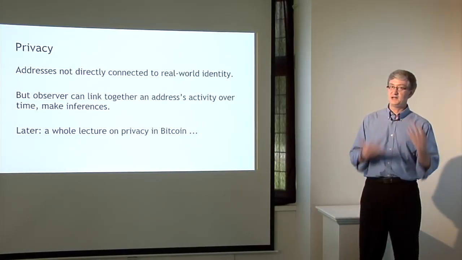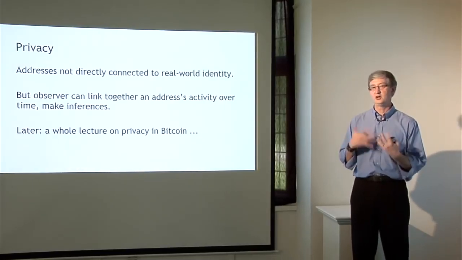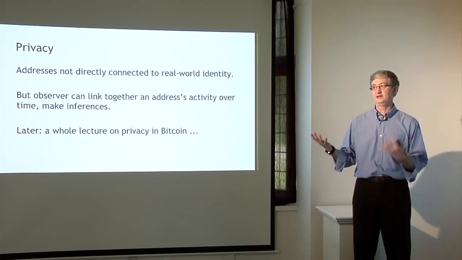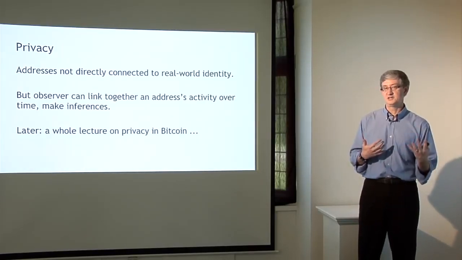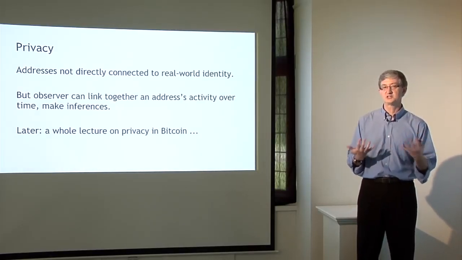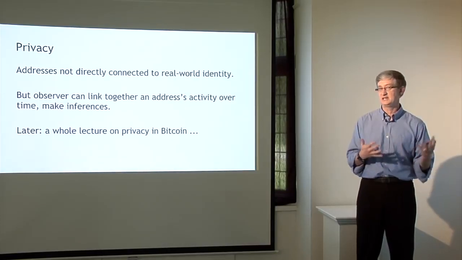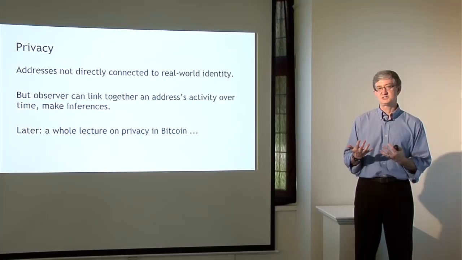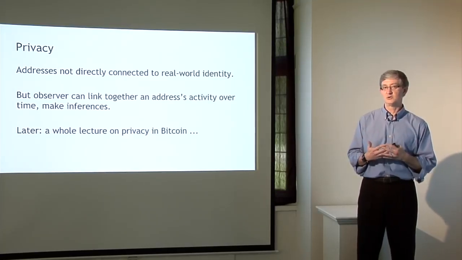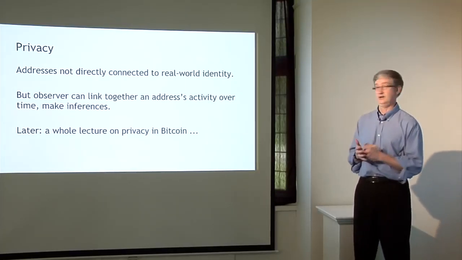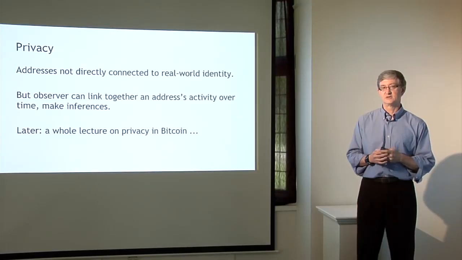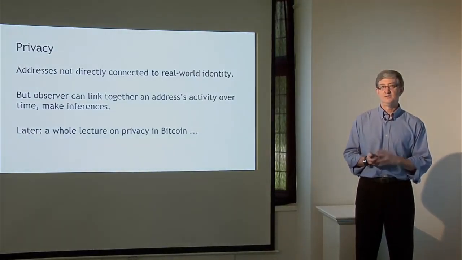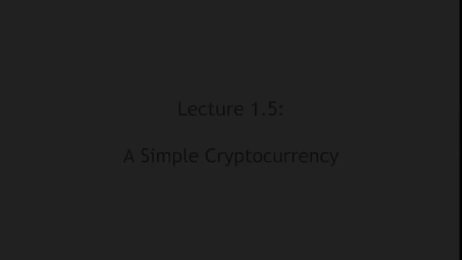And so an observer can link together these things over time and make inferences. So this balance between, on the one hand, there being no initial tie to real-world identity, and on the other hand, a pattern of behavior of an address emerging over time, and the question of what can be inferred and which dots can be connected, that gets pretty complicated. And that's really the question of privacy in a cryptocurrency like Bitcoin. And there's a whole lecture about that later on, so I'm not going to steal the thunder of that lecture. I just want to give you an idea of how decentralized identity makes privacy a complicated question.